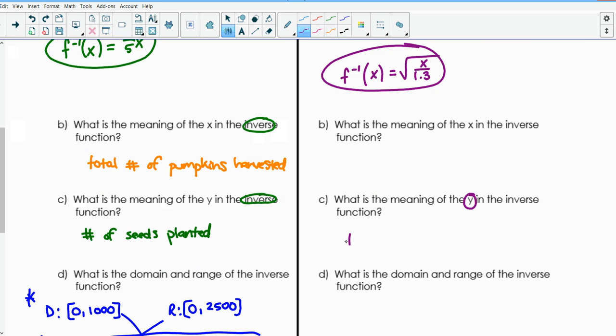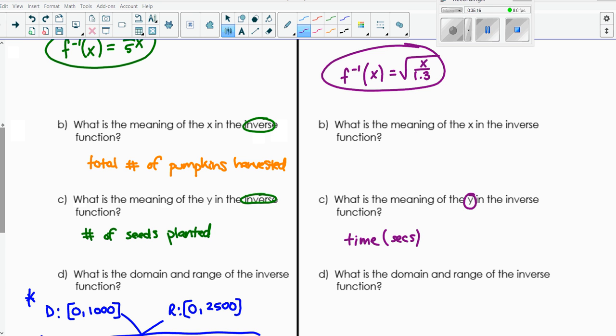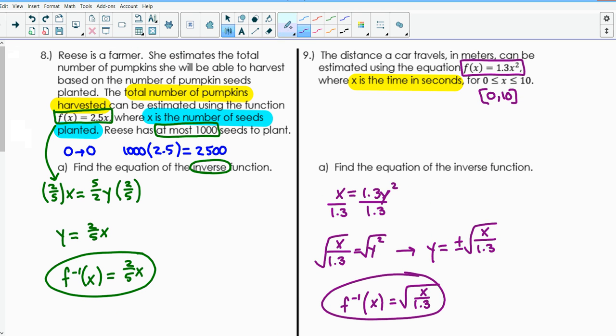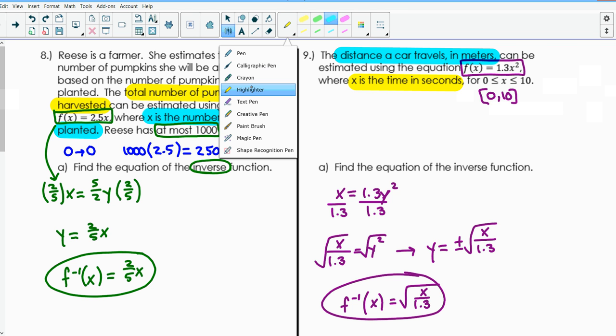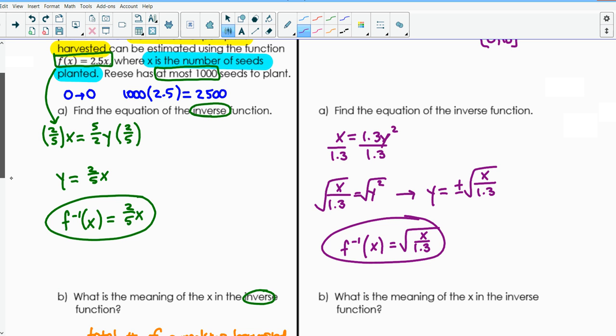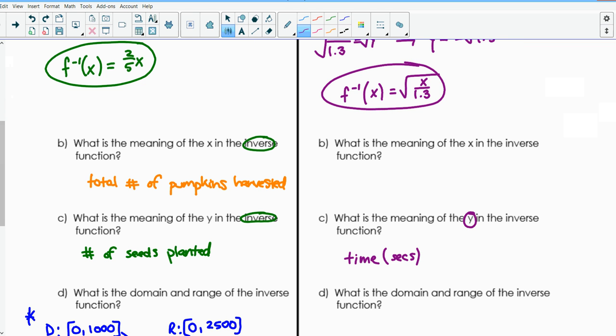So I'm going to say time in seconds. Okay, and in the original problem, let's see, it said the distance a car travels in meters can be estimated using this equation. So the distance a car travels in meters is my y, because that's what my function is representing. So now that becomes x. So distance in meters. Okay, next question.